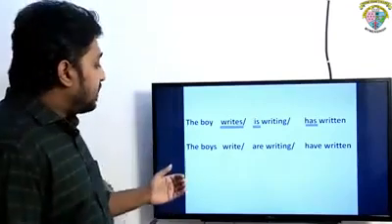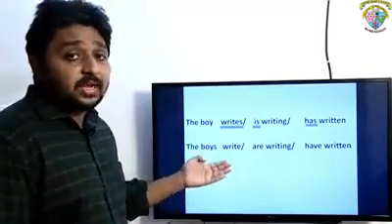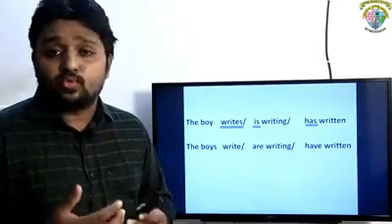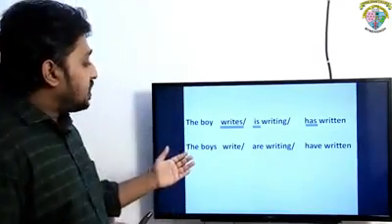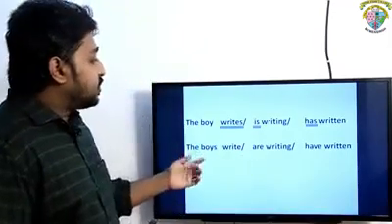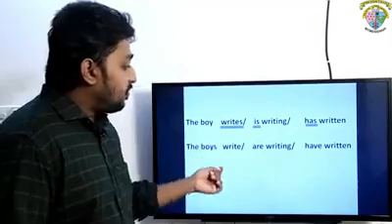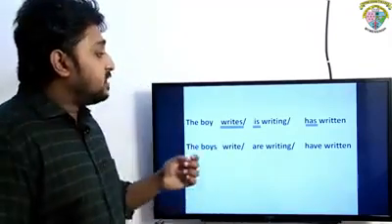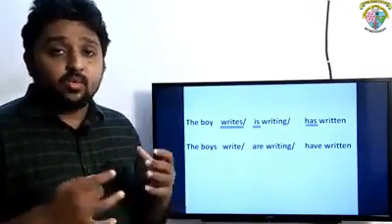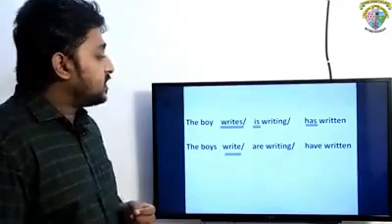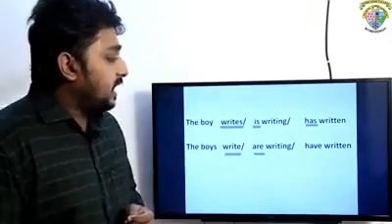In the next line, we can see the boys. That means more than one boy, and it acts as a plural subject. As it's a plural subject, it should receive the plural verb, and it receives in present simple form write, in progressive form are writing, and in present perfect form have written. So we can say the plural verbs in the line are write, are, and have.